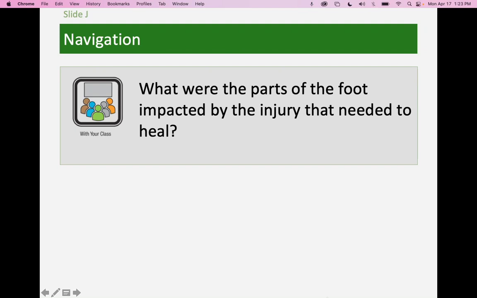So we know there was some swelling. We know he was bleeding and stuff. But we want to focus on four parts. We want to look at the bone, muscle, skin, and nerves. And we're going to be looking at a model today, so I'll write those down when we get to there.